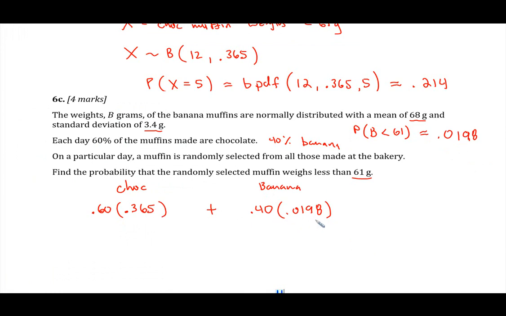This is the probability that a banana is less than 61. So we just multiply these and then add them together, and that'll give us the probability that on any day, any muffin might weigh less than 61. If we calculate this out, let me calculate this real quick, we get 0.227.